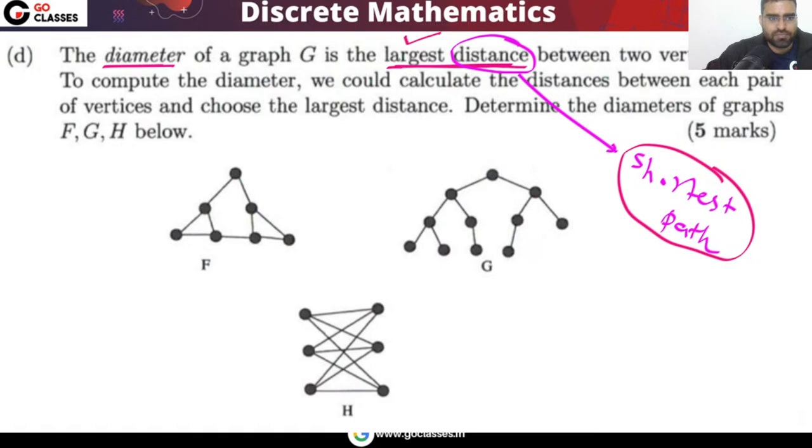So now you tell me, for this graph, what is the diameter? You can easily see the diameter will be 2. Sorry, the diameter will actually be 3, because from this vertex to this vertex you need a distance of 3. So for this, the answer will be 3. For this one, what is the diameter of G?